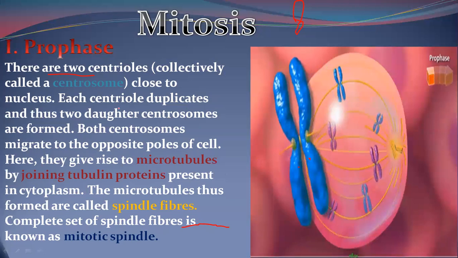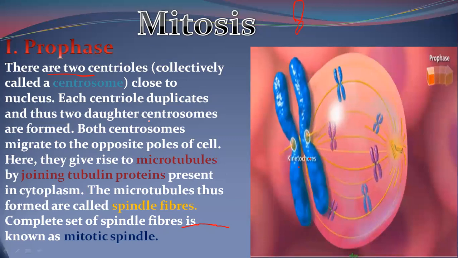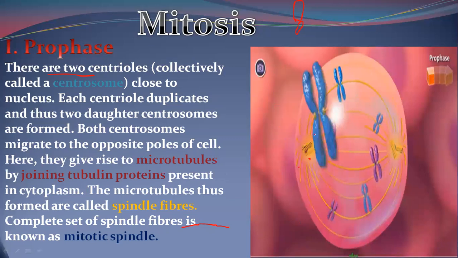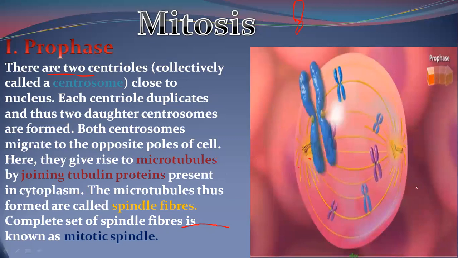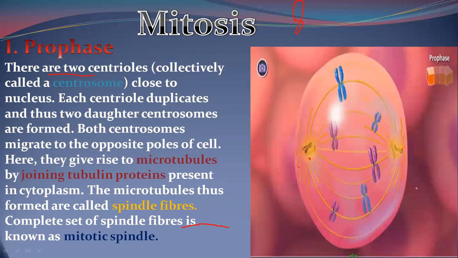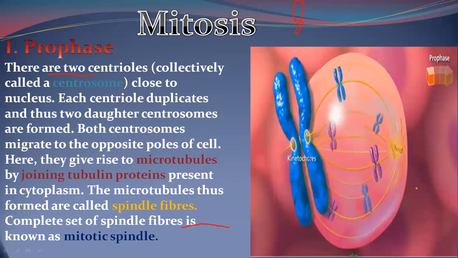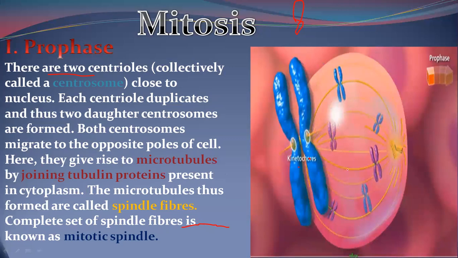We know that it is duplicated in the interphase stage, and then it duplicates and thus daughter centrosomes are formed, like another copy of it is formed, and both centrosomes migrate to the opposite poles. You can see here on the opposite poles, and they give rise to microtubules by joining tubulin protein present in the cytoplasm. We have studied tubulin proteins because they are part of the cytoskeleton in chapter number 4. We have studied that in the interphase stage the tubulin protein is duplicated, so that tubulin protein is used to form microtubules, and these microtubules thus form the spindle fibers with the help of the centrosome.